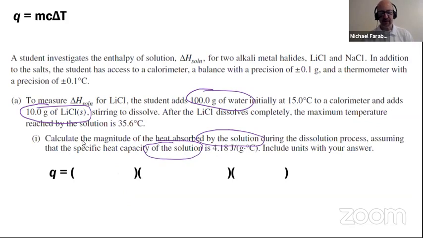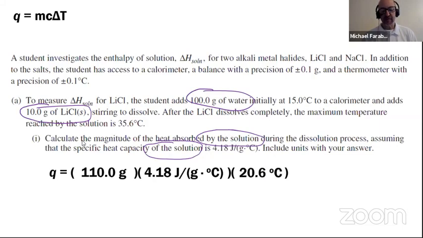So the correct answer is going to have 110 grams. That's the mass of the solution, the specific heat capacity, which they gave us, and then the delta T, 35.6 minus 15.0. That's a difference of 20.6. Our answer will come out in joules. So 110 times 4.18 times 20.6 is 9,470 joules when I rounded this off to 3 sig figs based on the least number of sig figs in my measurement.